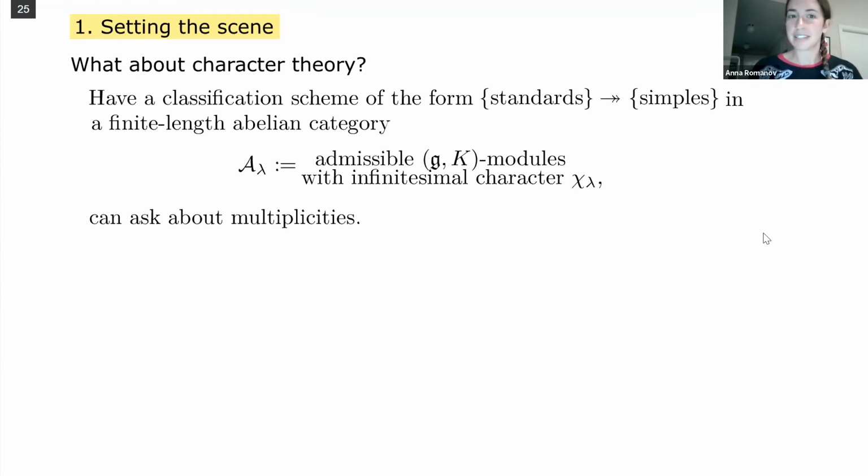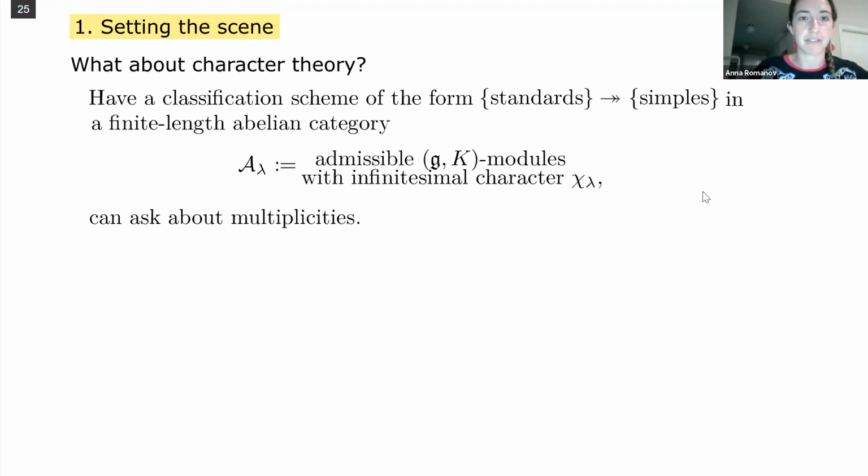So we have some category that we care about, some admissible representations. And a natural question to ask about it is about its character theory. So I've told you that it has a classification of the form standards. We have some collection of standards that have unique irreducible quotients, and all the simples appear in this way. And also this category is finite length, so all objects in the category have finite composition series. So it makes sense to ask about the multiplicity of some simple GK module in a standard GK module.